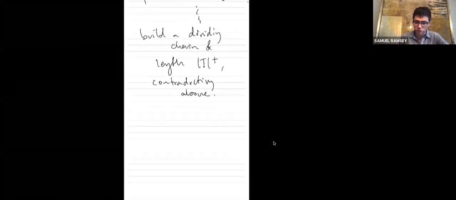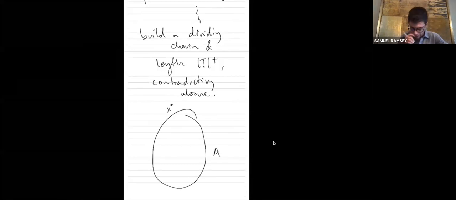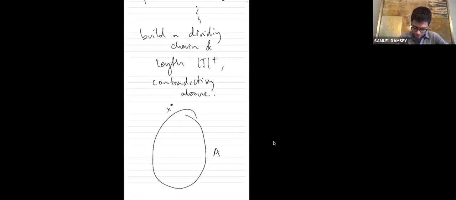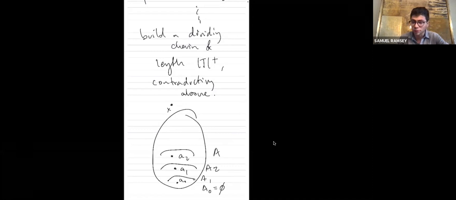So let's draw the picture of what this looks like. You have a set A and you have a type over it. And you first look at the empty set. So that's going to be like A0. And you divide over that via some parameter A0. So you put that into A1. And then you divide over that with some other parameter. You put that into A2. And you divide over that with some parameter A2. And you put that into A3.